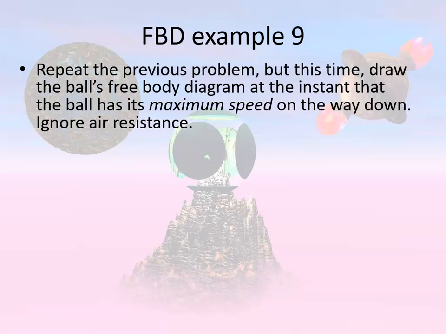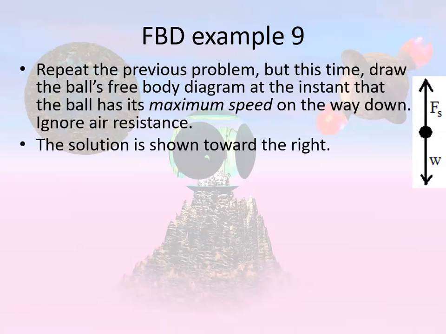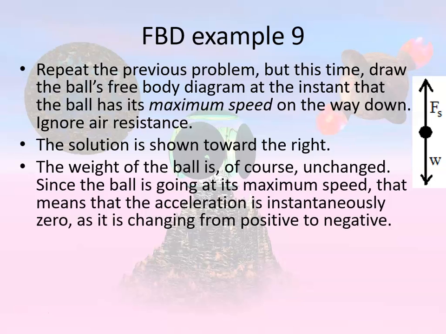The maximum speed will be just before the spring starts pulling upward on the ball with a larger force than the ball's weight. So here we have weight downward and spring force upward just being equal. Just before this happened, the spring force was less because the spring wasn't extended as much, and it was still speeding up. Just after this, the spring will have extended even more, and the spring force will be larger than the weight, and it will be slowing down.